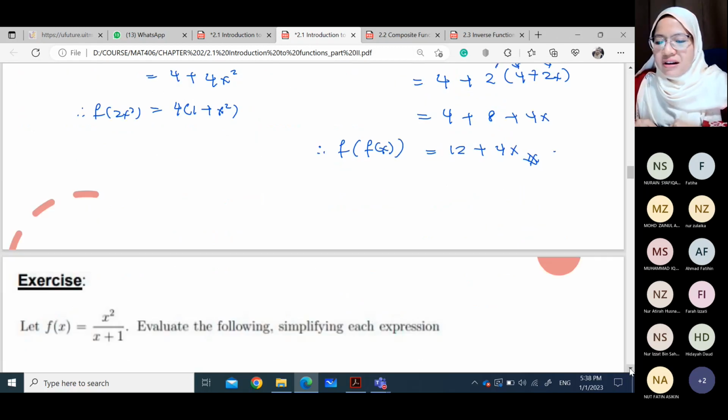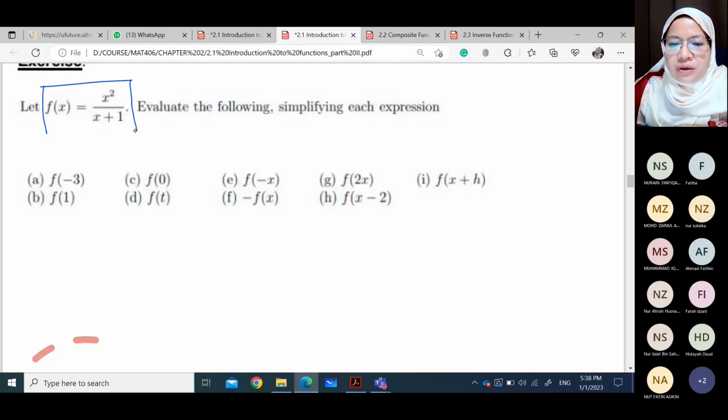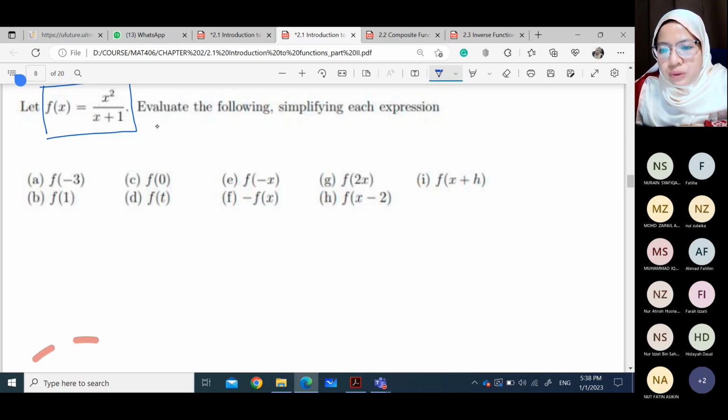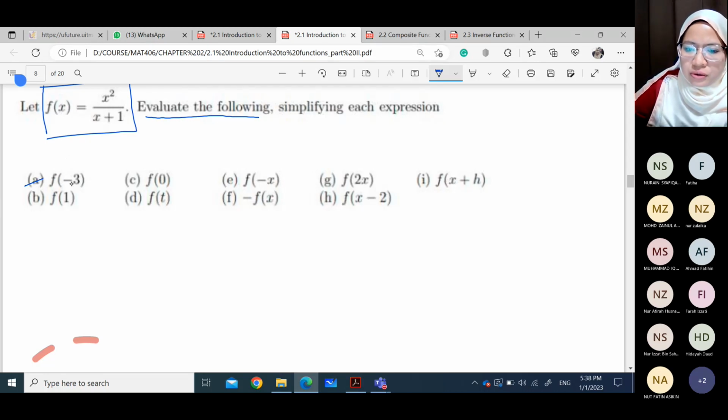Boleh. So ini adalah function. So yang lain ni you boleh buat juga lah. You boleh buat. So untuk yang ini, we have this function x squared over x plus 1. So the question asks you to evaluate the following, simplify each expression. So maknanya kat sini, kalau you boleh permudahkan, you permudahkan. Okay. So kita buat A. So the value of x here is negative 3. So you just substitute x into negative 3 in this function. Okay, so you masukkan saja negative 3 ke dalam function yang ini.